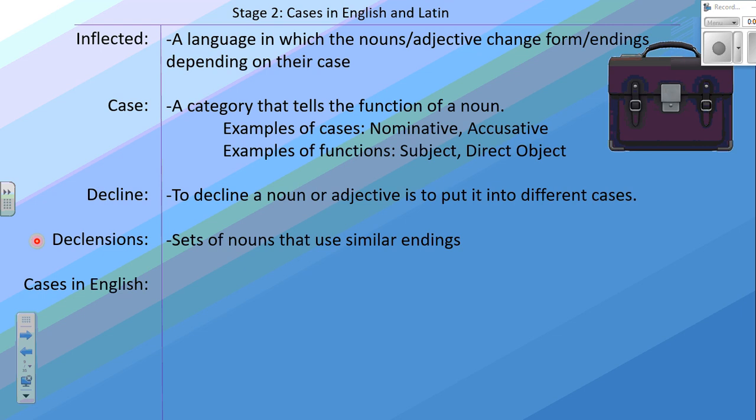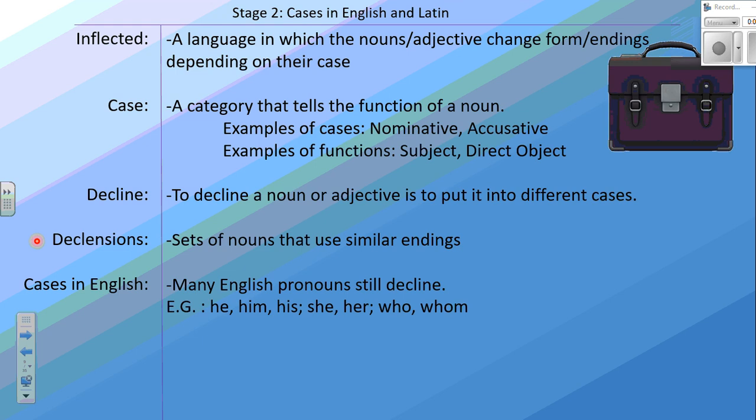So English actually has cases. English began life as an inflected language, well, depending on where you want to pinpoint the start of English. But some very early Old English has inflected nouns. And in English today, most of our pronouns still hold on to that. Pronouns, remember, are words that replace nouns. So for example, he, him, his, she, her, who, and whom.